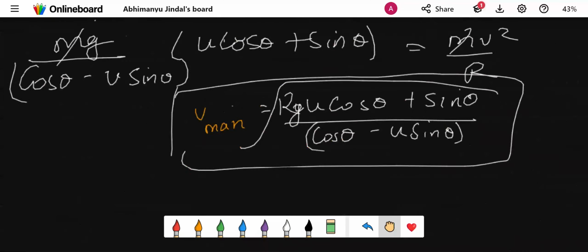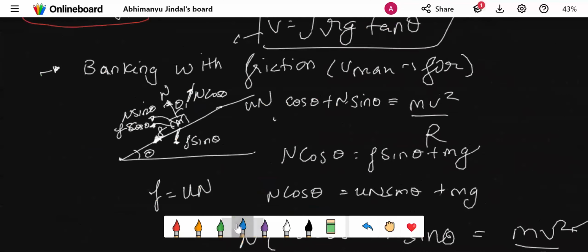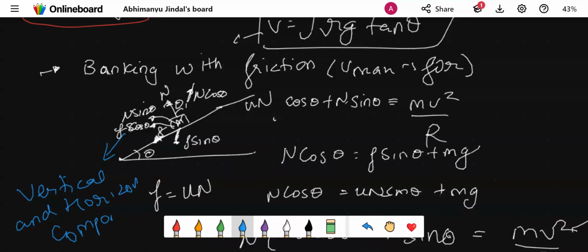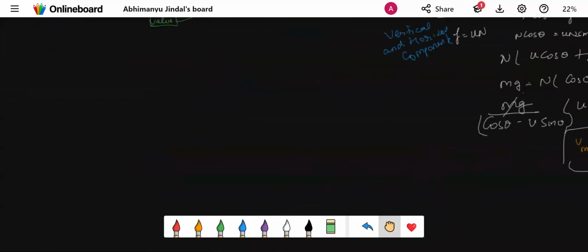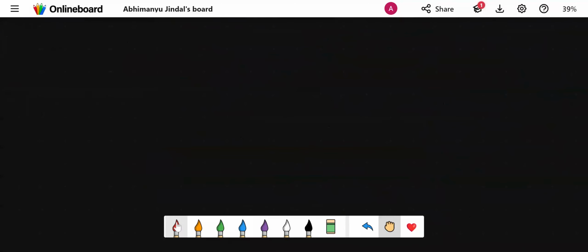These were after balancing the vertical and horizontal component, right? Okay, now let's move on to something new, which is vertical circular motion.